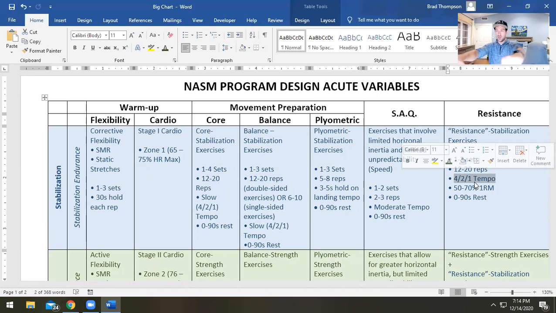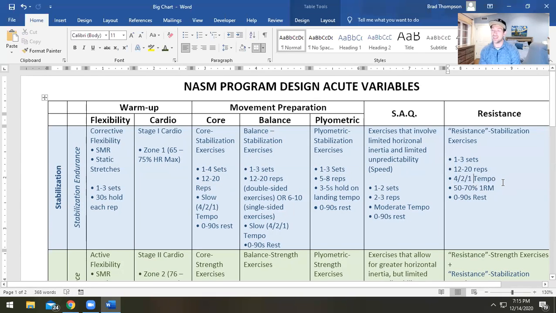So 1, 2, 3, 4, that's the eccentric portion. You're going to hold it 1, 2, and then you're going to press for 1, right? Or 1, 2, 3, 4, 1, 2, 1, right? It's 4 seconds eccentric, 2 seconds isometric, 1 second concentric, right?